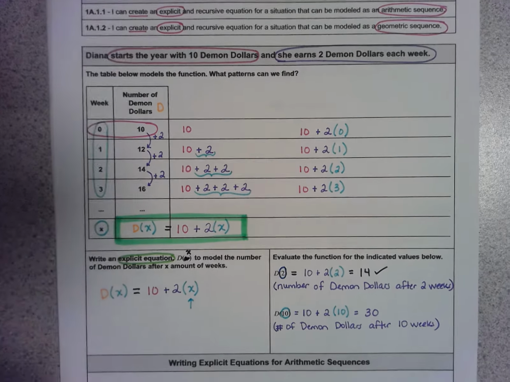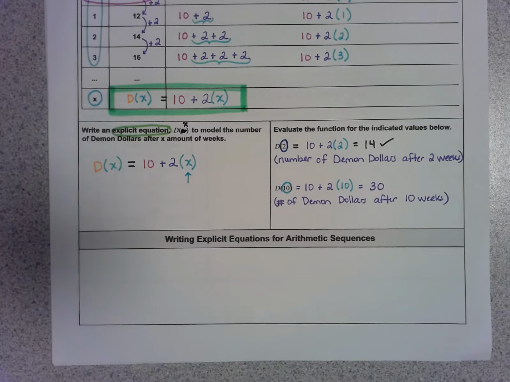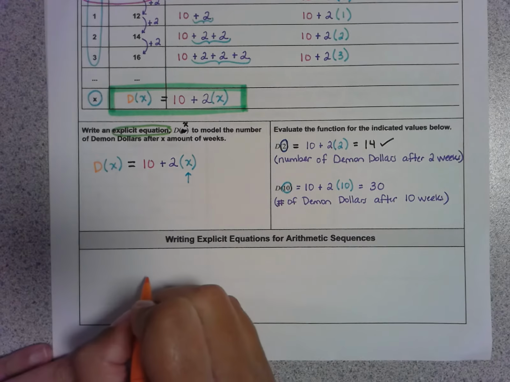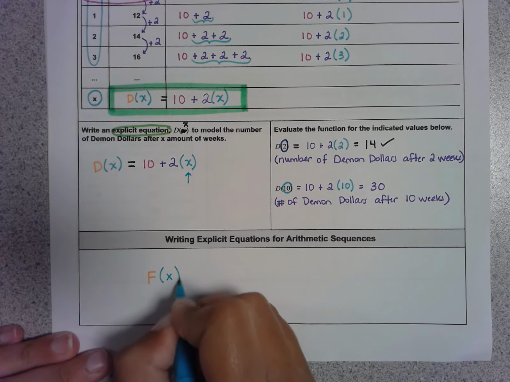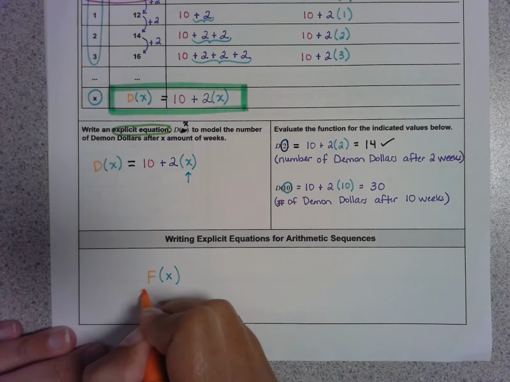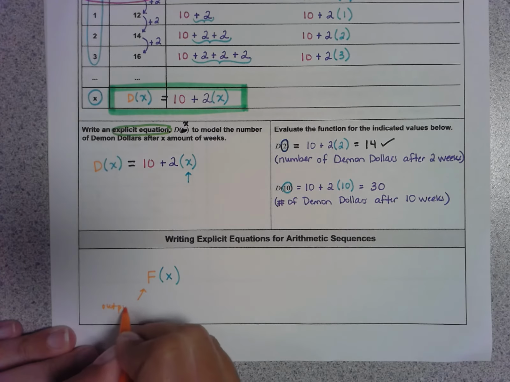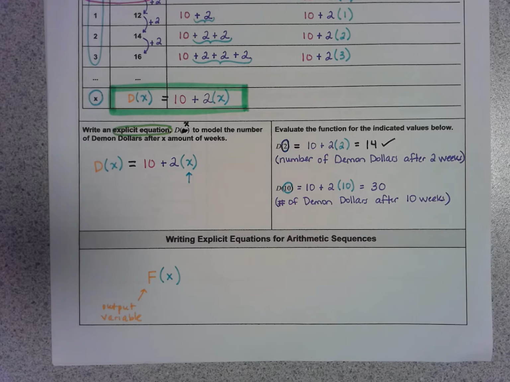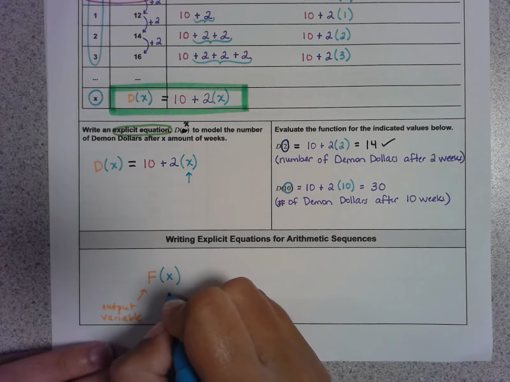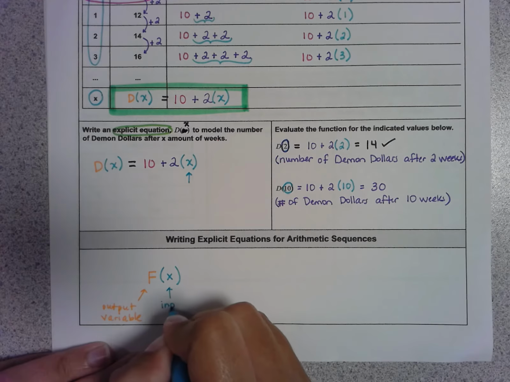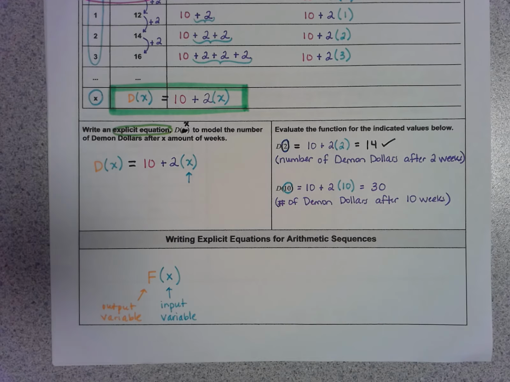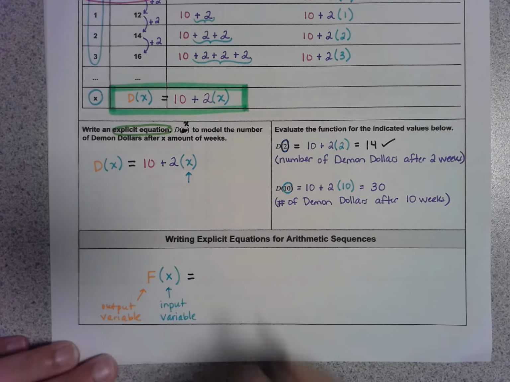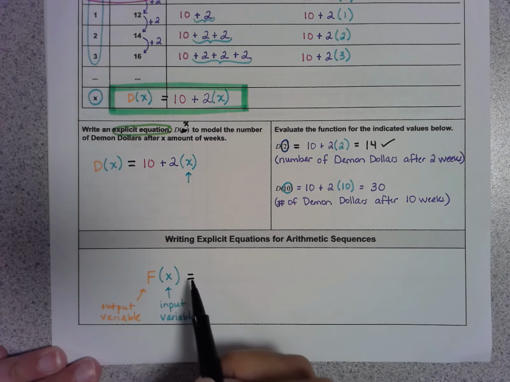In general, if we've got an arithmetic sequence, here's how we write the explicit equation. We're going to have f of x, where f is the output variable, which means it could be an f, it could be a d, it could be whatever you need to use, and x is the input variable. Equals. So an equation has to have an equal sign, so you're going to have f of x equals.